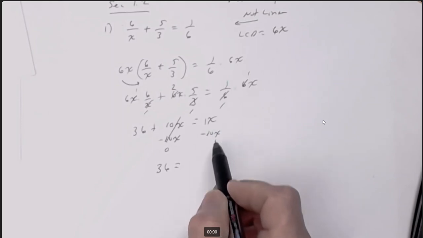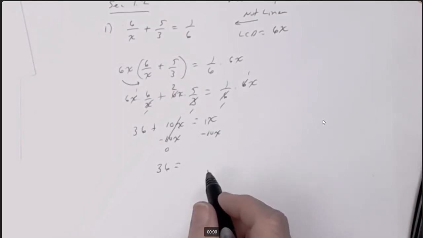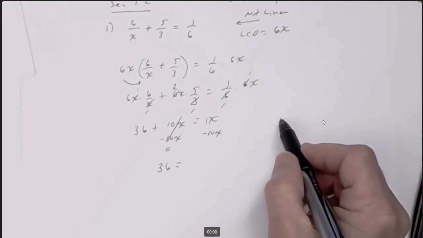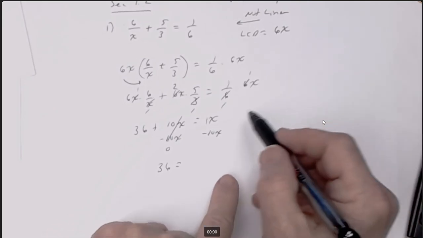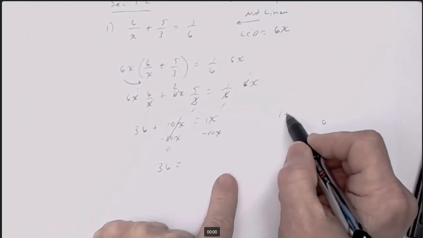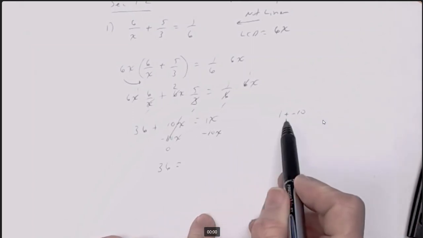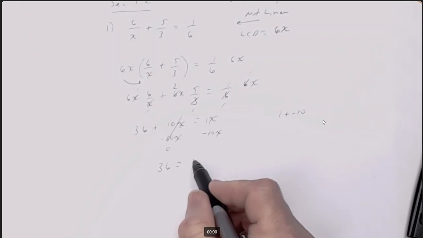Basically, you're asking yourself, let's think about this. The coefficient is 1, plus a negative 10, right? What's 1 plus a negative 10? Negative 9. Yeah. So it's negative 9x. So 1x minus 10x is negative 9x. And then you get x by itself.